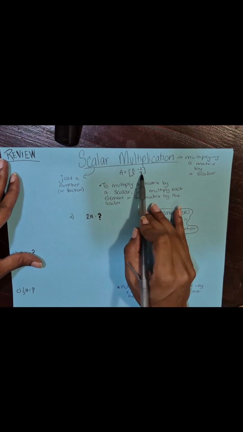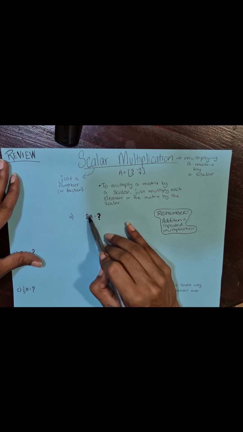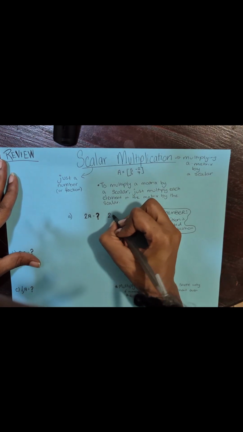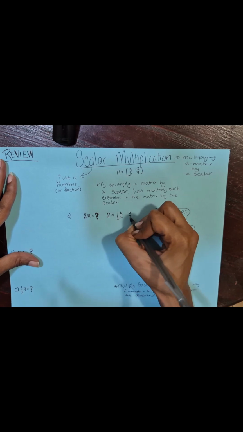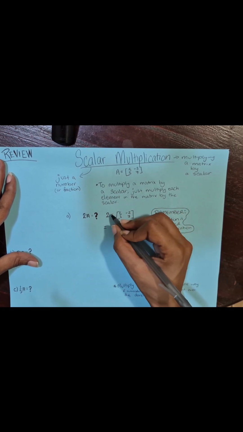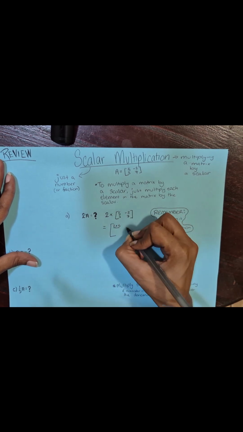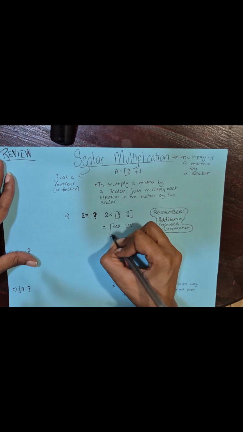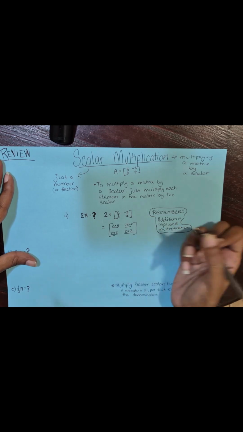So if you have 2a, so a is 5, negative 2, 3, 7. If we have to do 2 times a, this is the scalar 2, it's just a regular number, 2 times a. So it's 2 times a, which a is 5, negative 2, 3, 7. That means the answer is you're just going to multiply 2 by every single element. So you're going to do 2 times the 5 in that spot, 2 times the negative 2 in that spot, 2 times 3 in that spot, 2 times 7 in this spot.